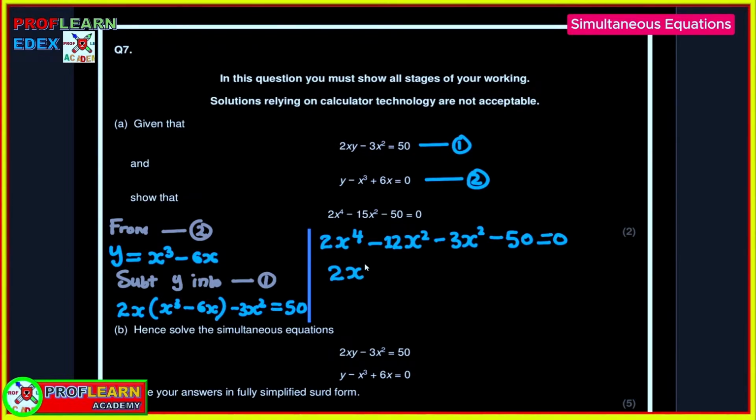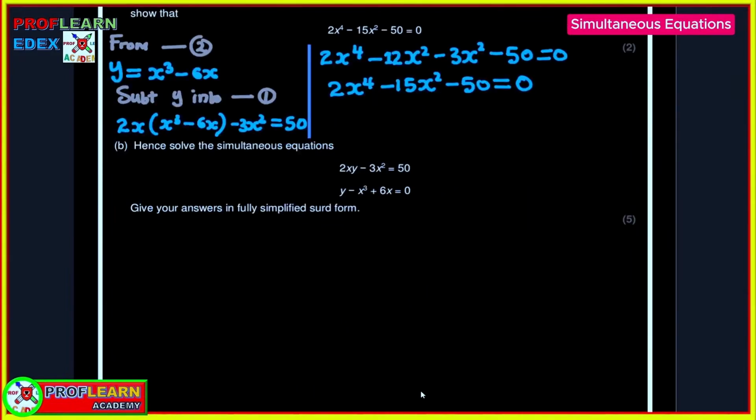So we can divide this part that we have by 2 all through. Simplifying that, we are going to get 2x raised to power 4 minus 15x squared minus 50 is equal to 0. And solve the simultaneous equation. To solve this, remember this is a quadratic equation, but x in that case is x squared. So we can say let x squared be m.